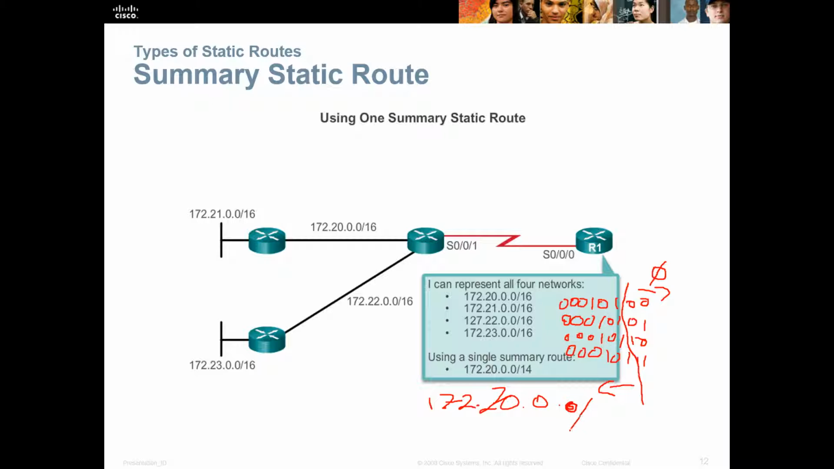172.20.0.0. How did we get the slash number? Here in the first octet, 172, there are 8 bits. They're the same all the way through, so we keep those 8 bits. Here's 9, 10, 11, 12, 13, 14. So there are 14 bits that remain the same between all of them. That is how we get 172.20.0.0/14. And that is the start of route summarization.